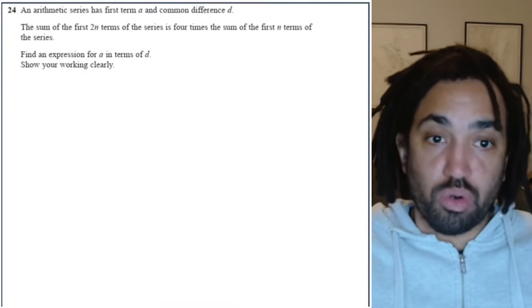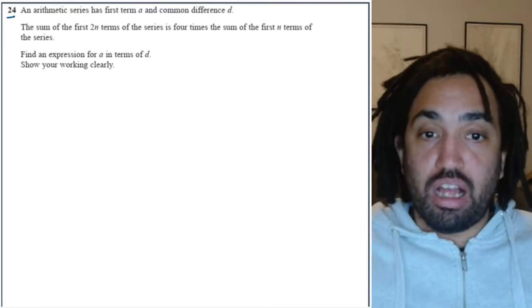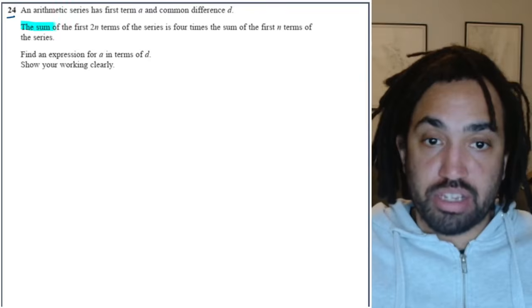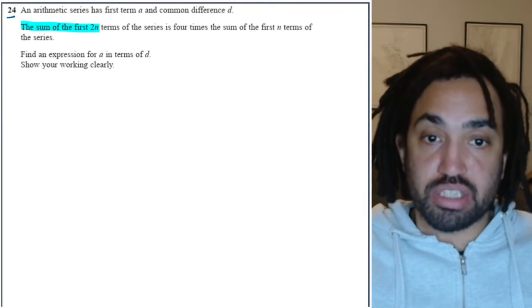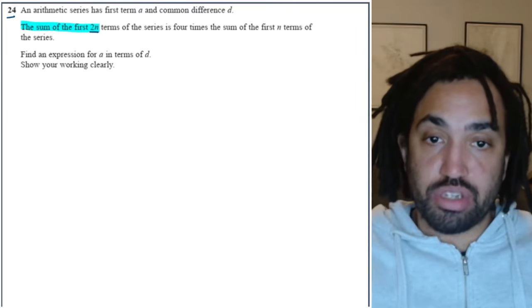Okay, 24. So you can tell these questions are tough. They're right at the end of the paper. Okay, what we're going to do is we're going to read what it says and we're going to put it into an algebraic expression. So it says the sum of the first 2n terms. So that means the position is 2n.